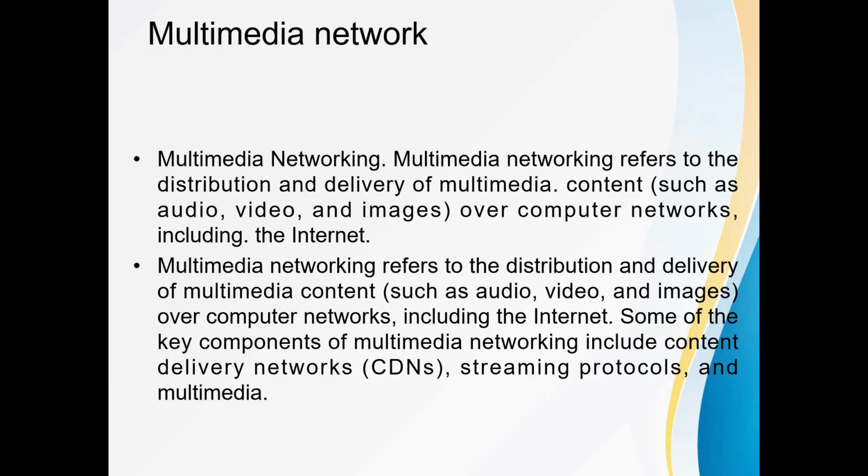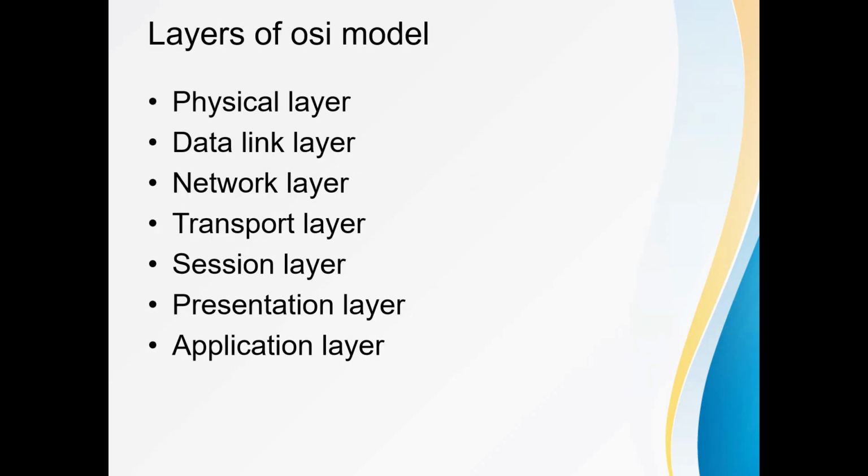Next, a concept: the different layers of the OSI model. The OSI model consists of 7 layers. First one is application layer, the second one is presentation layer, third one is session layer, fourth one is transport layer, fifth one is network layer, sixth one is data link layer, seventh one is physical layer.